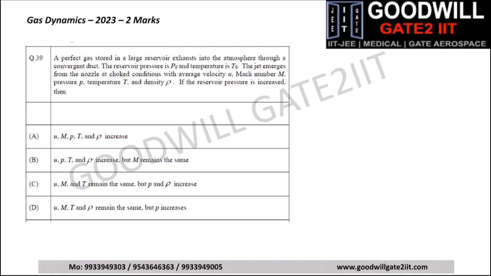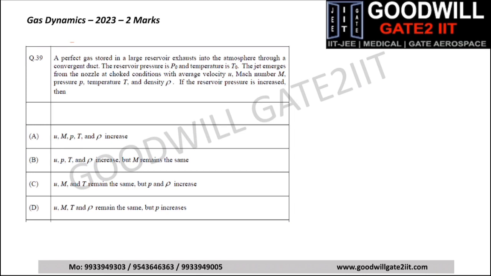Now coming to the next question, which is again a 2-marker, that is question 39. A perfect gas stored in a large reservoir exhausts into the atmosphere through a convergent duct. The reservoir pressure is P0 and temperature is T0. The jet emerges from the nozzle at choked conditions with average velocity u, Mach number m, pressure P, temperature T and density ρ. If the reservoir pressure is increased, then, so we have a couple of options that have been given to us.